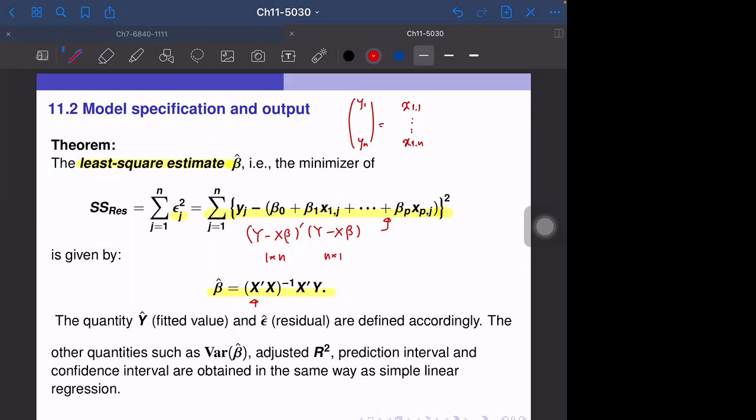Even in our PhD qualifier in statistics, sometimes students try to solve without matrix form, and that makes it more complicated. A linear model is always easier to deal with when we use matrix representation. We can define the fitted value y hat and the residual epsilon hat in the same way as simple linear regression. Also the formula for the variance of beta hat, adjusted R square, prediction interval and confidence interval are obtained almost exactly the same way as in simple linear regression.